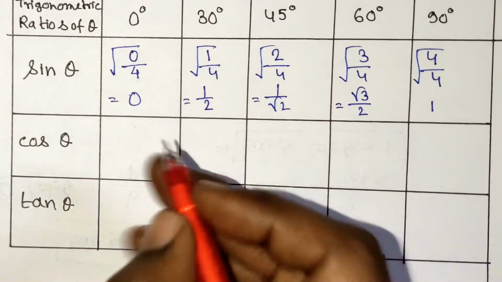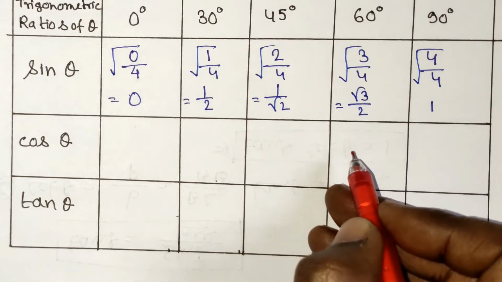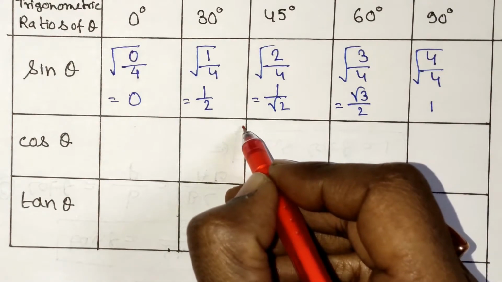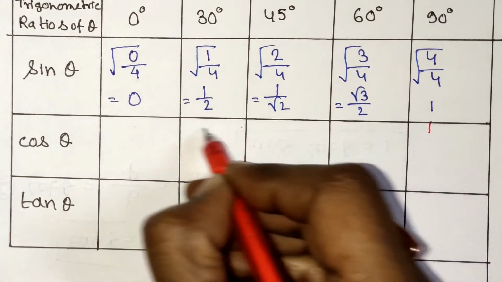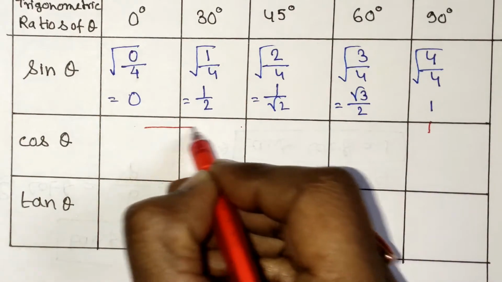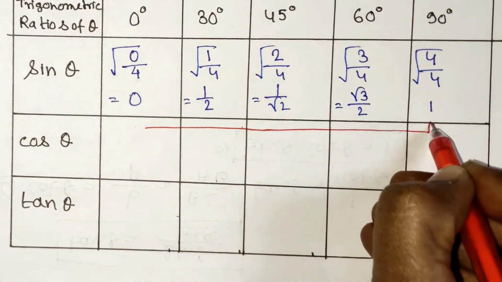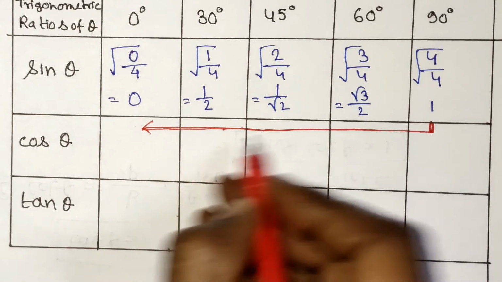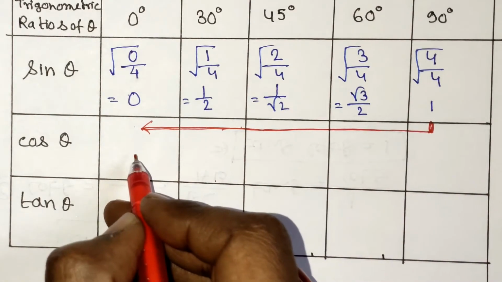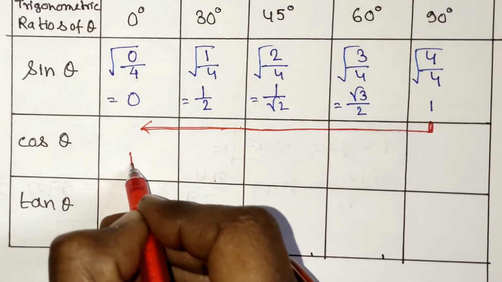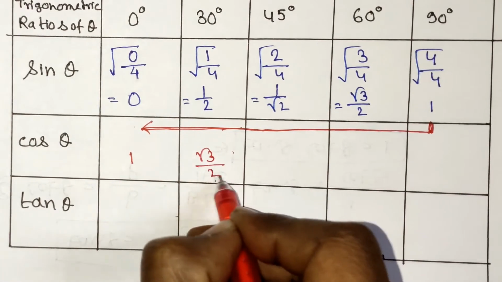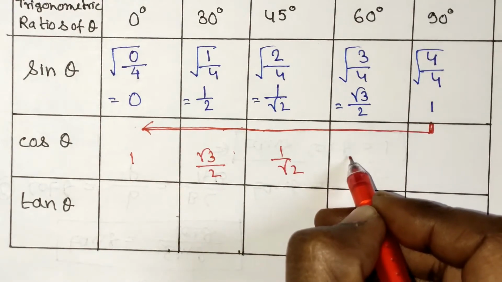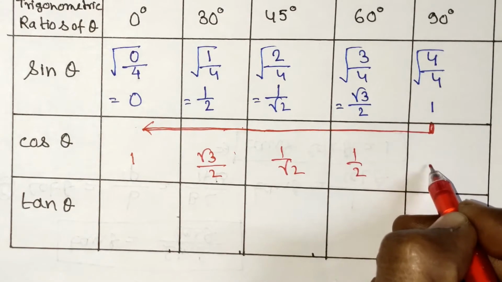Now how to write cos theta? No need to do any calculation, you just have to write the values of sin theta in reverse order. That is, the value of cos 0 degree is 1, root 3 by 2 is for cos 30 degree, cos 45 degree is 1 by root 2, cos 60 degree is half, and cos 90 is 0.